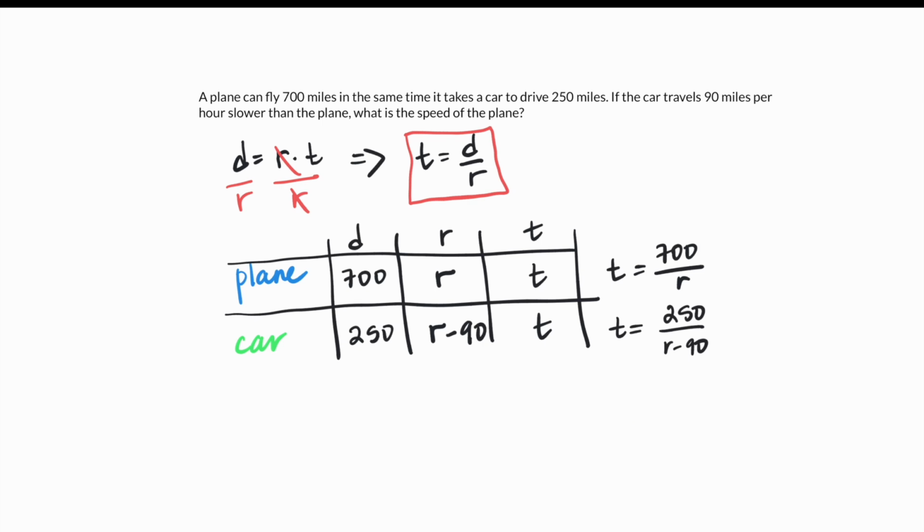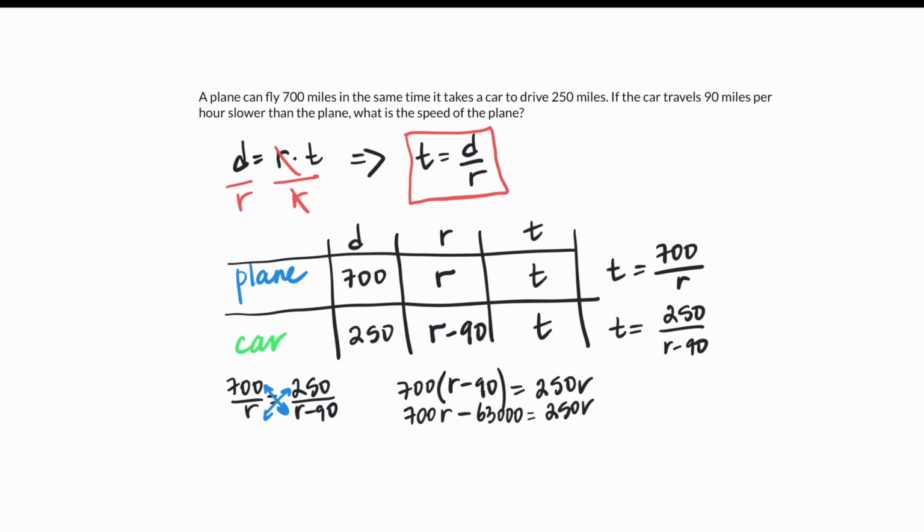Now, since the times are the same, I'm going to set them equal to each other. The 700 over r will be equal to 250 over r minus 90. This is a simple proportion, and what I'm going to do is cross multiply. So 700 gets multiplied by r minus 90, and 250 gets multiplied by r. Now I'll distribute the 700.